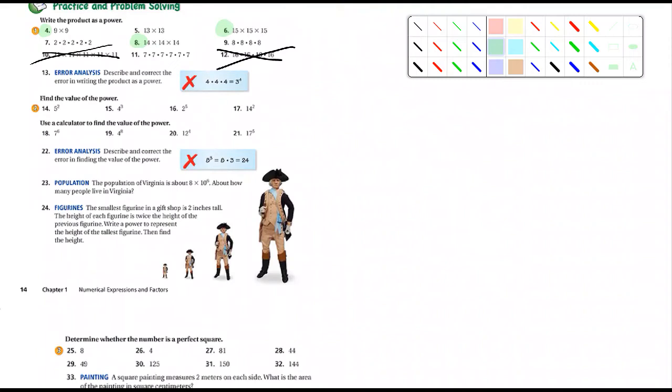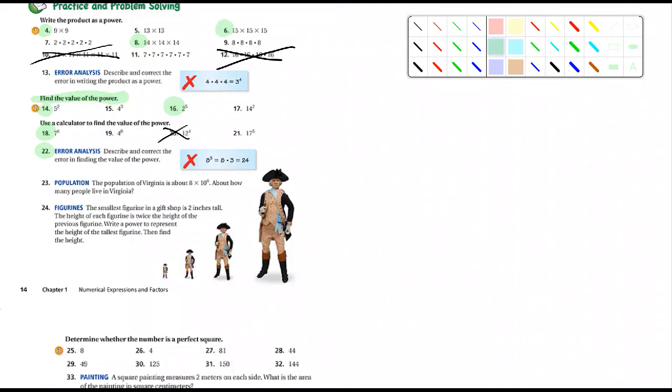So let's see here. I also want you to find the value. You need to find the value, so 14 and 16. And you can use a calculator for 18. I'm not worried about 20. Yeah, 22 you could do. So you're going to have to explain to me what error they made. It's 8 cubed, if you look at it carefully, and that's not 8 times 3. So write down the error they made.